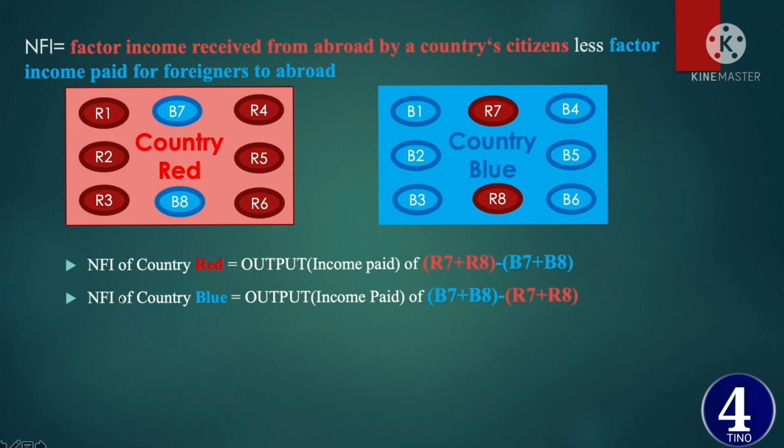Similarly, if net factor income of country blue is going to be considered, then we will deduct this, we will make R7's and R8's output go to their country, which means minus. R7 and R8 are minus, but we will bring the output of B7 and B8 to their country, plus. So for the blue, in order to get NFI, we have to add their citizens' payment or income abroad paid by the country red, and we have to deduct the payment given for R7 and R8 by the blue country, and we will make it go away to country red.